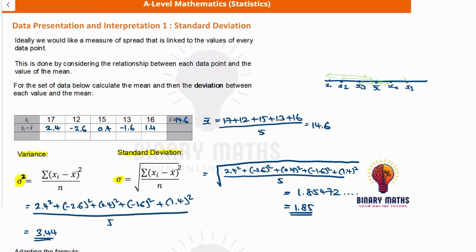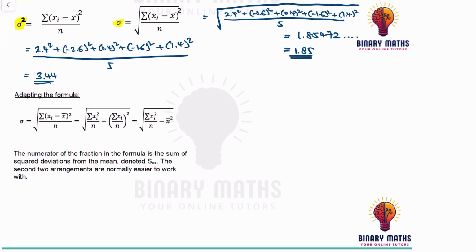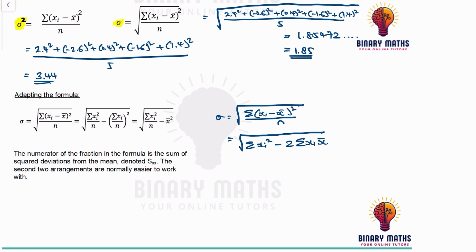Now there's not just one version of the formula, there's another version. So let's look at that. Sigma, according to our formula, is equal to the square root of the sum of the deviations from the mean squared divided by n. Now if we expand the bracket, that is the same thing as the sum of xi squared minus 2 lots of the sum of xi times x bar plus x bar squared, all over n.